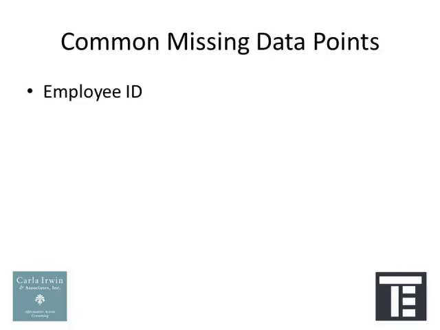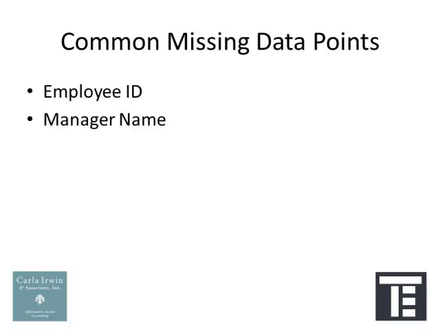Okay, so now we're going to talk about some common missing data points that I see when doing AAPs. The first one is employee ID. So again, like I said, employee ID is the best thing to provide and the best thing to use for comparative reasons between the logs, because employees' names can be the same. So if at all possible, get employee ID there.